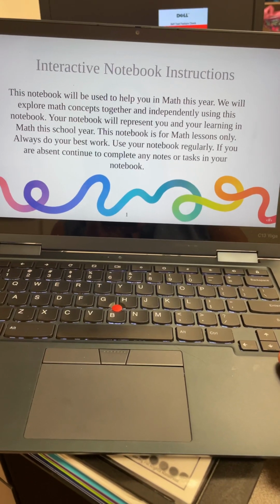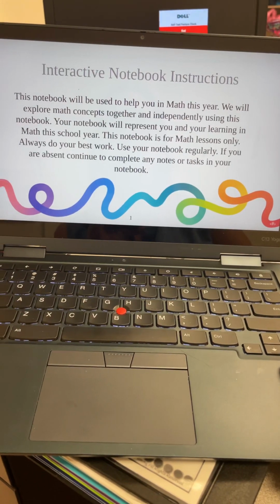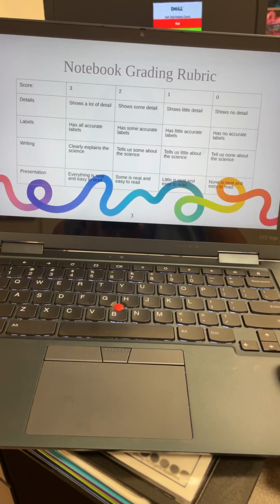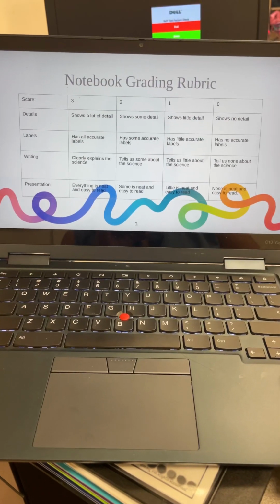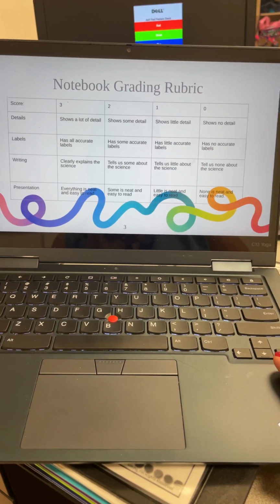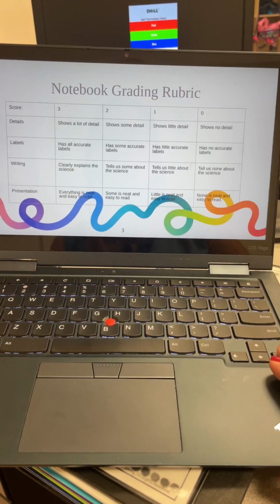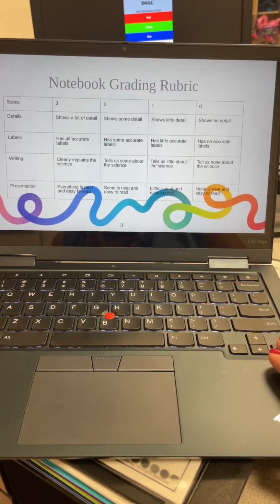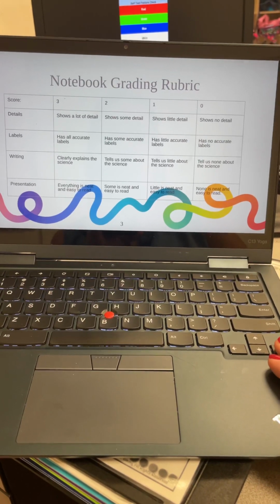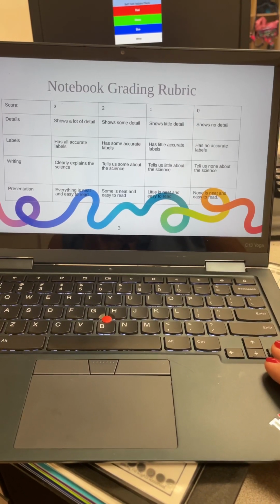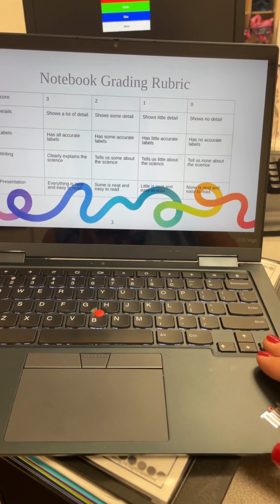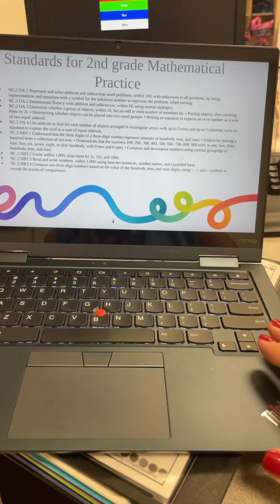Always do your best work, use your notebook regularly, and if you are absent, continue to complete any notes or tasks in your notebook. This is my grading for my notebook. It's with details, labels, writing, and presentation. You can get either a 3, 2, 1, or 0, with 3 being the best and 0 being pretty much nothing. Like for details, it shows a lot of detail or it shows no detail. That's the difference between a 3 and a 0.